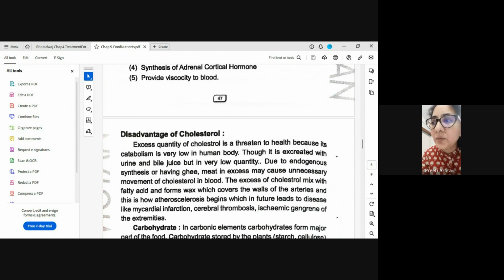Then you come to the concept of triglycerides. Triglycerides is also a type of fat found in blood. The other name of fat is lipid, so it is also a type of lipid found in blood. This word lipid is mentioned in the book, so I'm using that word here so that you know the context.